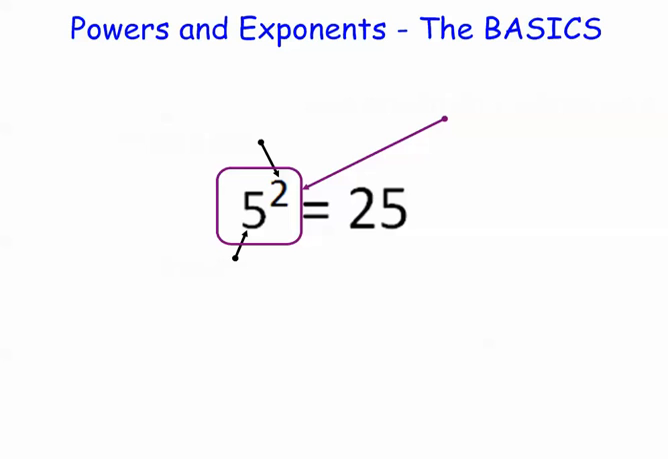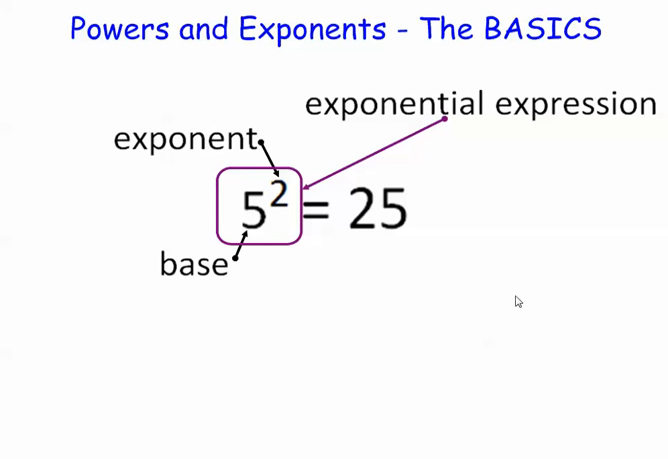Review the basics of powers and exponents. When you have 5, the base, raised to an exponent, the 2, that term is called the exponential expression. When you evaluate it, its value or its answer is 25.